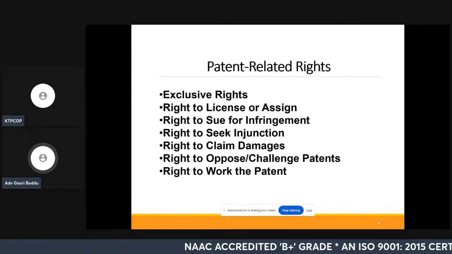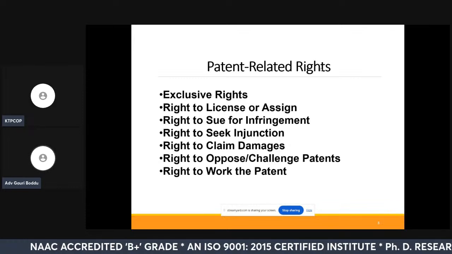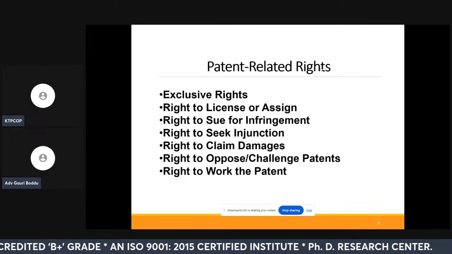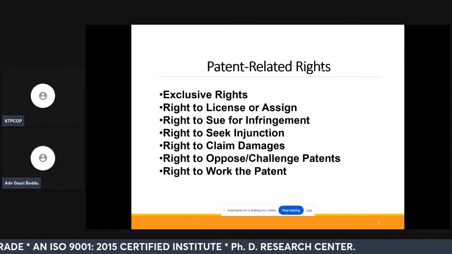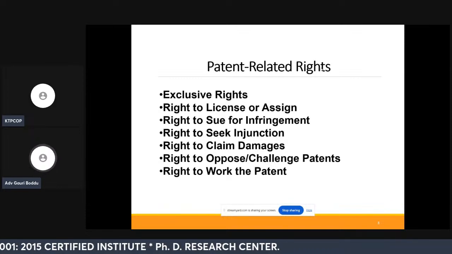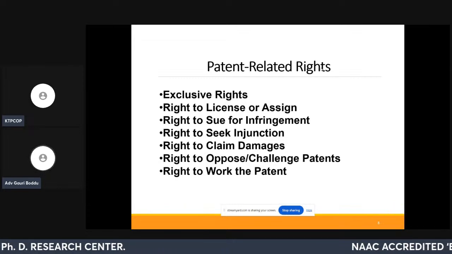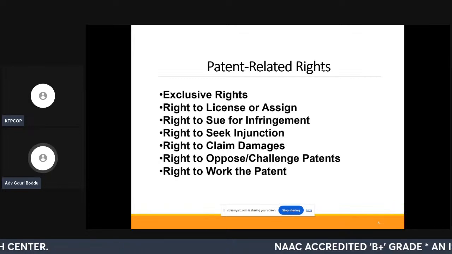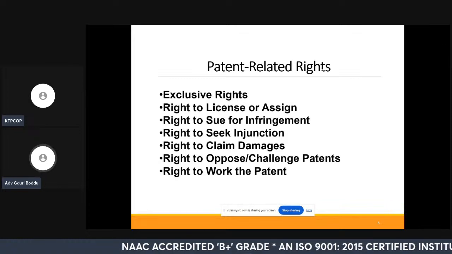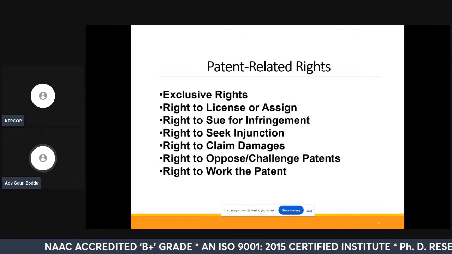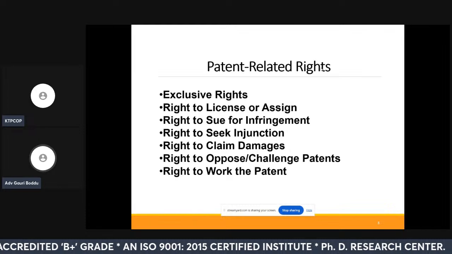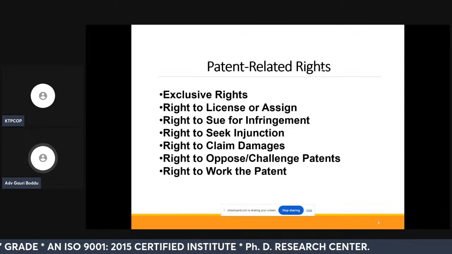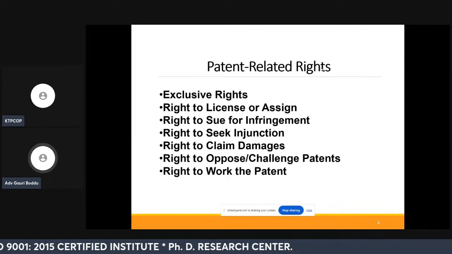Now, right to oppose or challenge a patent. The owner can challenge other patents if they believe there is a conflict. Right to work the patent. Some jurisdictions require the patent holder to utilize the invention within a specific time to prevent misuse of monopoly rights. These are the patent related rights which are given to an invention if a person has registered for a patent.